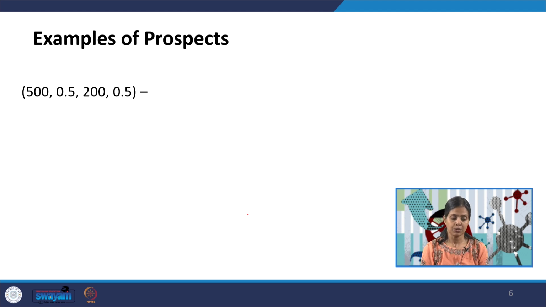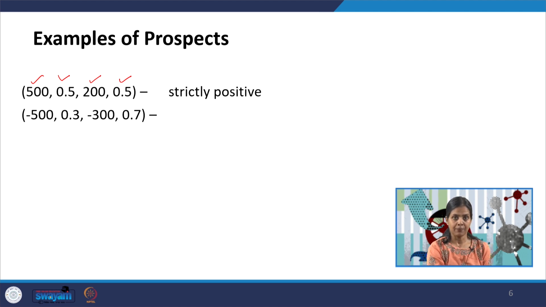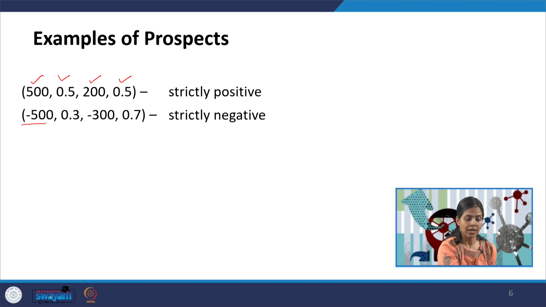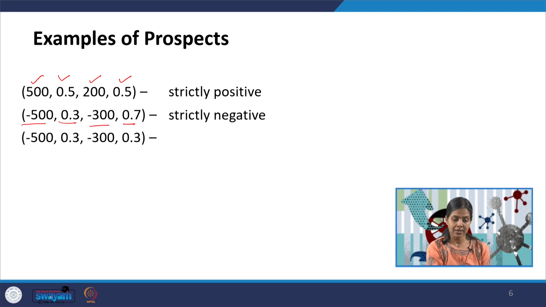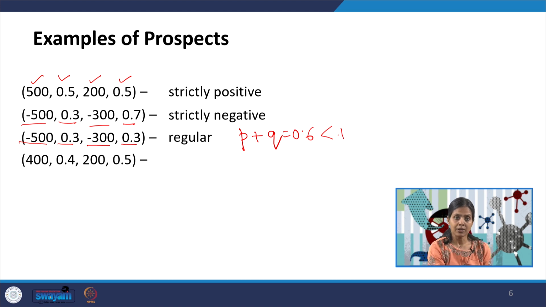(500, 0.5; 200, 0.5) is a strictly positive prospect because both x and y are greater than 0 and p and q add up to 1. (-500, 0.3; -300, 0.7) is a strictly negative prospect because both x and y are negative and p plus q add up to 1. (-500, 0.3; -300, 0.3) is a regular prospect because though both are negative, p and q do not add up to 1; p plus q is equal to 0.6, which is less than 1. (400, 0.4; 200, 0.5) is again a regular prospect because both x and y are positive, but p plus q is equal to 0.9 here, which is again less than 1.